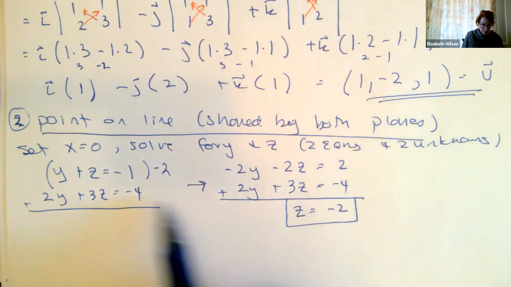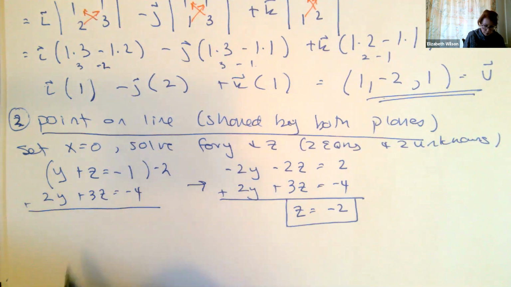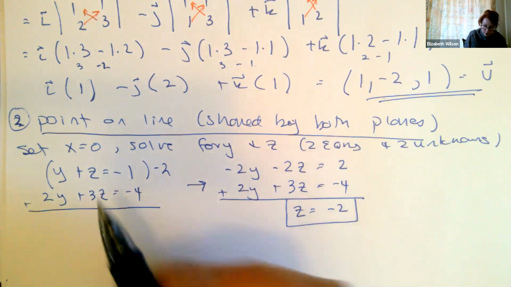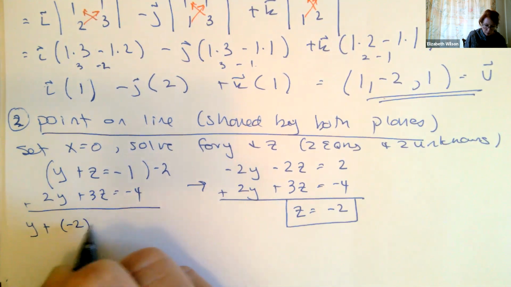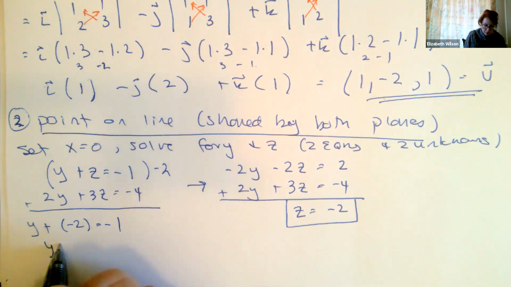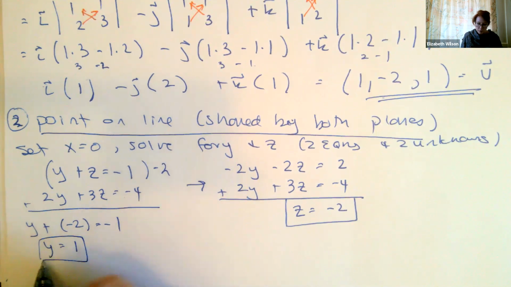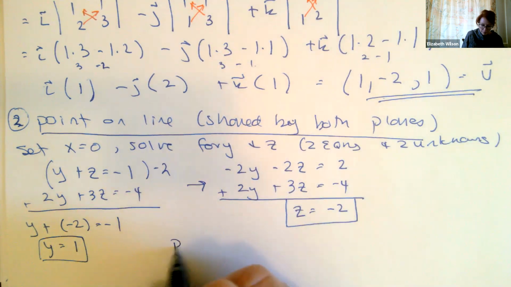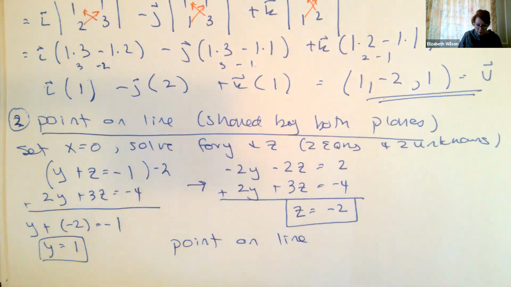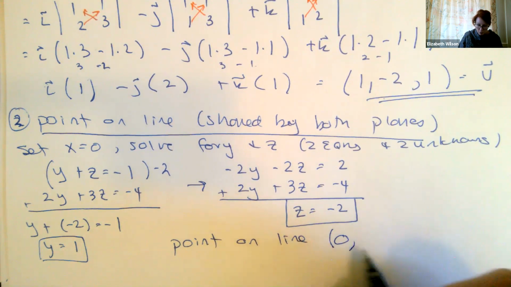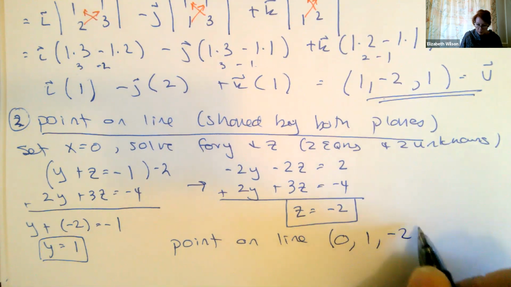So I get z equals minus 2. I'll take this up, plug it back into here. And what do I get? I can plug it into here, it doesn't matter. I'm going to get y plus a minus 2 equals a minus 1. Add 2 to both sides. I'm going to get y equals 1. So it works. So I'm going to get the point on the line, one that's shared by both planes: x equals 0, y equals 1, z equals minus 2.